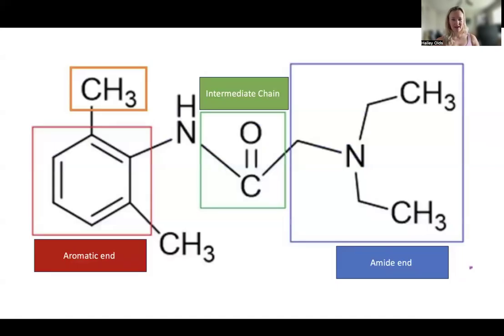Okay, and then this is, as promised, the picture of the structure. So the aromatic end, like I said, has to do with fat solubility. The amide end has to do with binding the sodium channel, and that has to do with onset of action. And then the intermediate chain is different for the amide and the ester anesthetics, so that determines which one it is. And that is it.